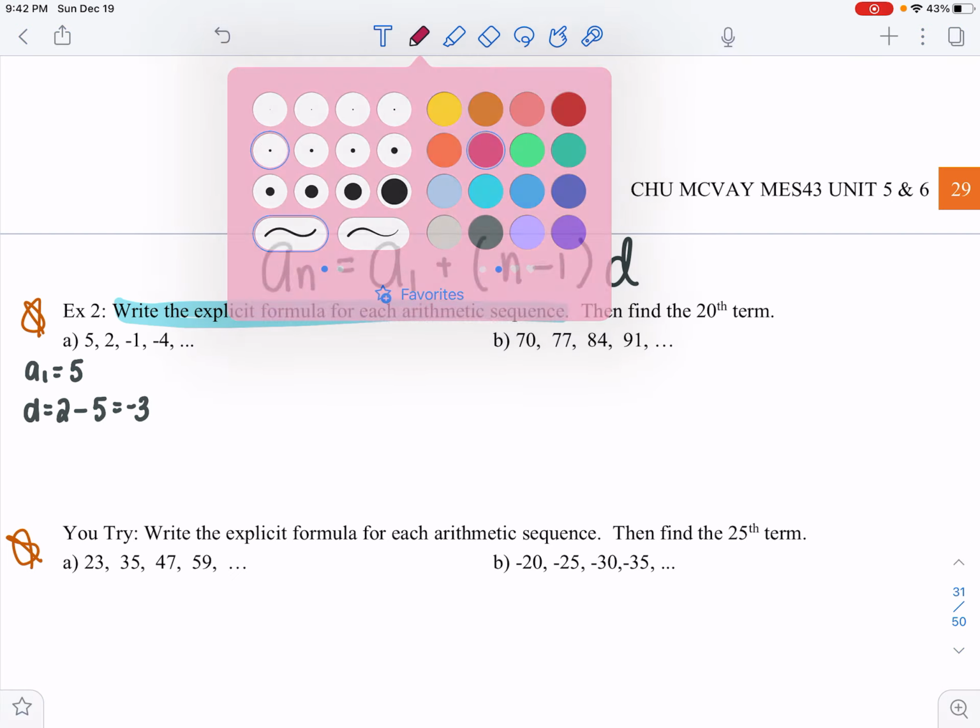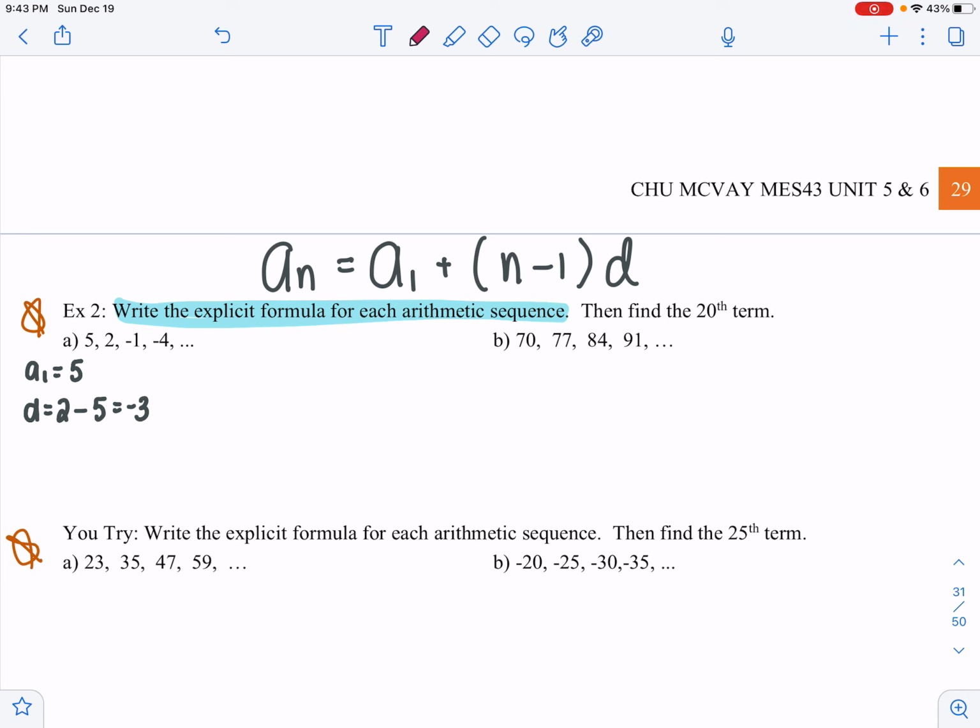Okay, and now let's fill these in. So our formula is going to be, to find any term, so that's a n, what you're going to do is take the first term and you're going to add n minus 1 to it times negative 3. So this is our explicit formula.